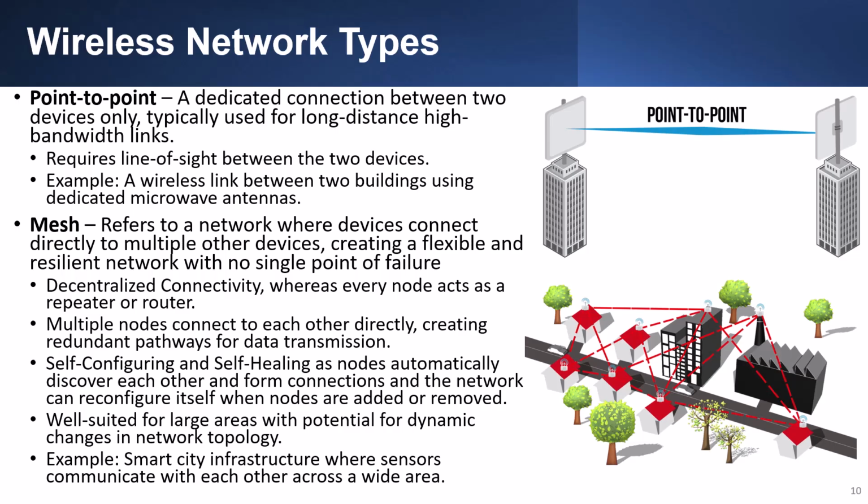It is self-configuring and self-healing as nodes automatically discover each other and form connections, and the network can reconfigure itself when nodes are added or removed. It is well suited for large areas with the potential for dynamic changes in network topology. Examples include smart city infrastructure, where sensors communicate with each other across a wide area.